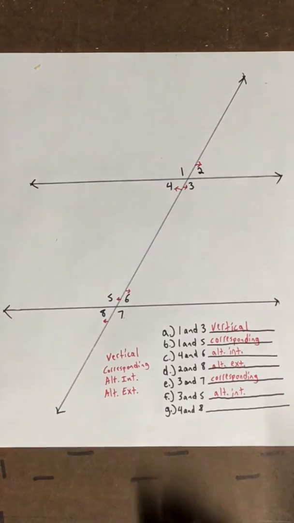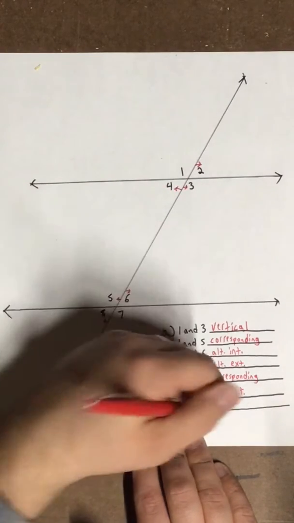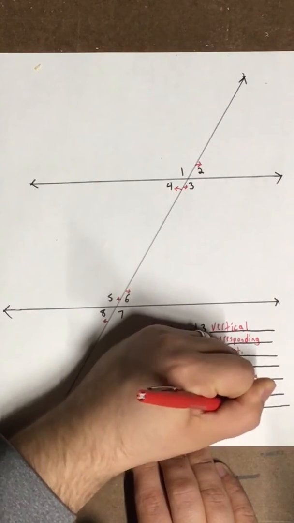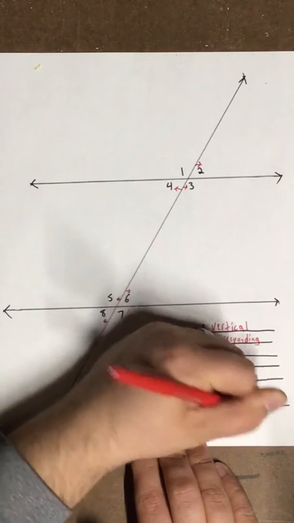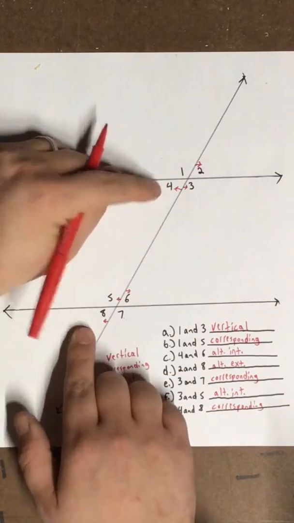The last set, 4 and 8. 4 is on the bottom and to the left. 8 is also bottom and to the left. These would be corresponding. They're in the same location of their line. 4 here, 8 here. And they're both acute.